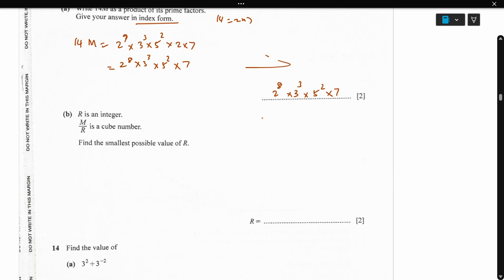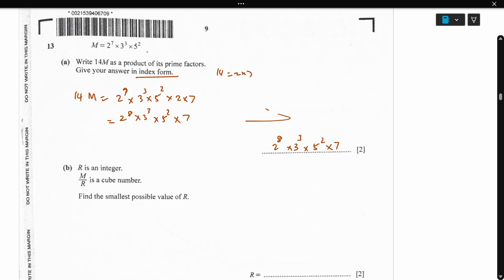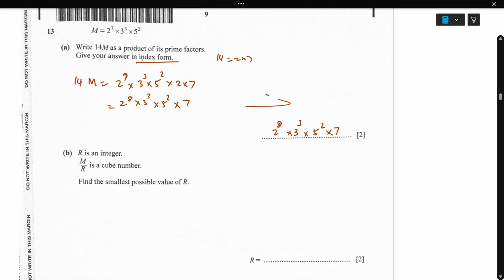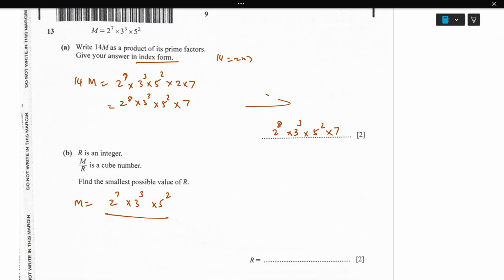Next, r is an integer, and m over r is a cube number. m is given already, which is 2 power 7 times 3 cube times 5 square. So this is our m. Next, something when you divide becomes a cube number. A cube number, as we know, means everything has to be a cube. So we'll write r. I can write 2 power 7 as 2 cube times 2 cube times 2. Next is 3 cube. Next is 5 square, which doesn't even have a 3, so we can write it like this.